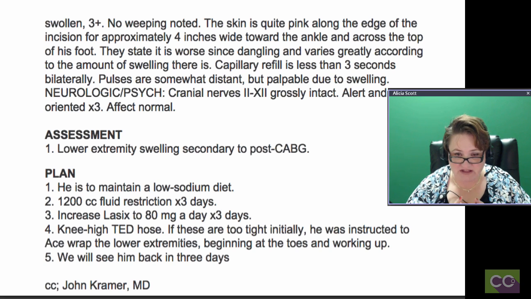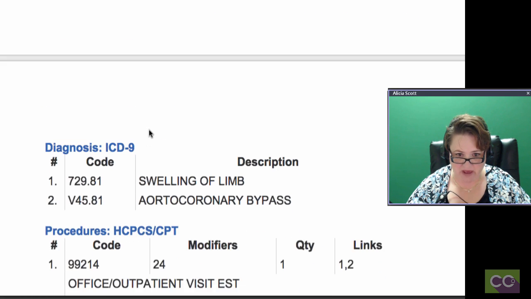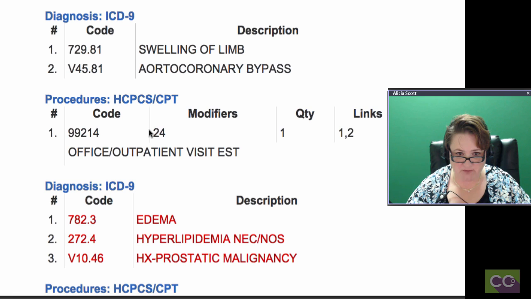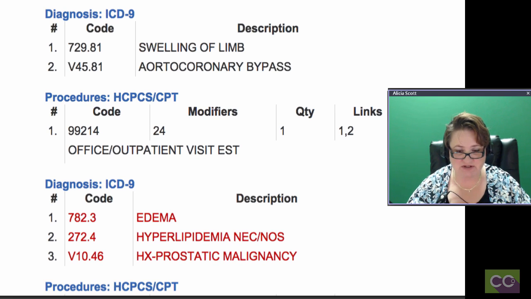Okay, now the assessment, we know lower extremity swelling secondary to him having that CABG. And the plan. Now let's go look at the answers that were given. On the next page, the top are the answers that Practicode gave us. And then these are the answers, and I just drew these randomly from a student, but these are very common that get coded.